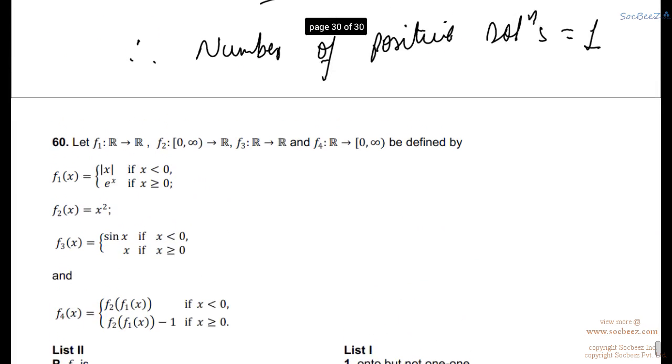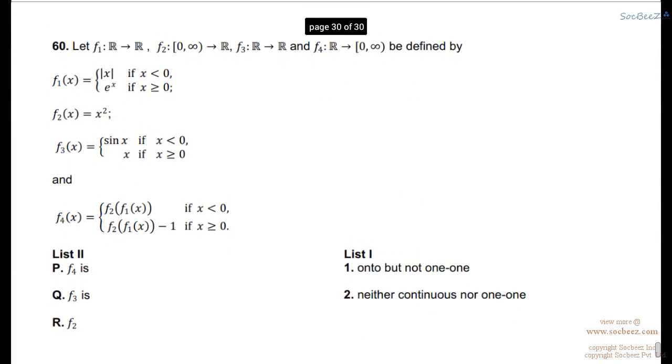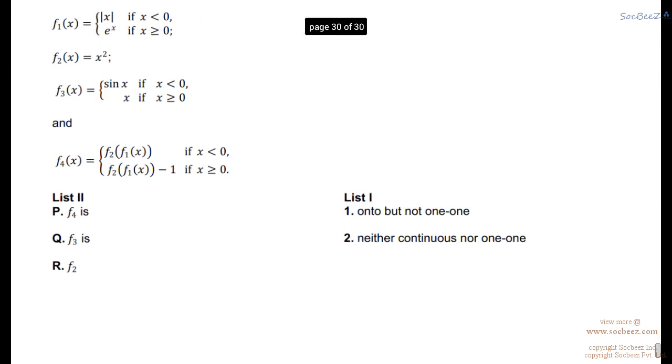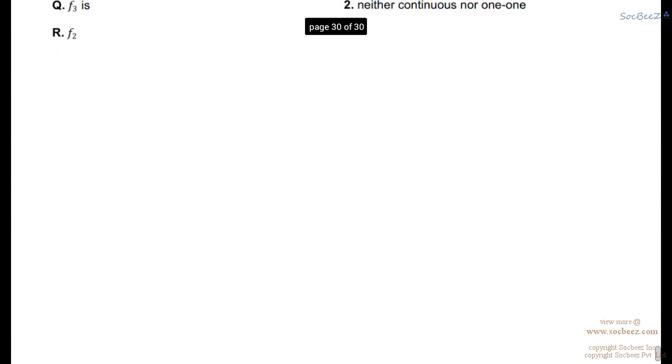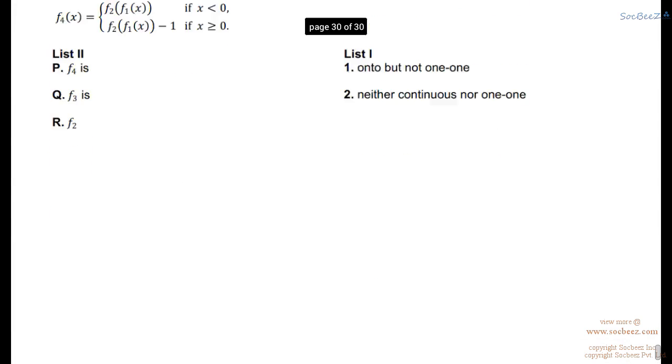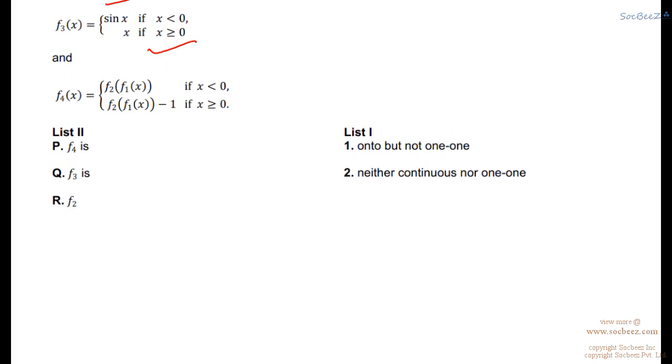Now let's come to the last question of this question paper. Let f1 from R to R, f2 from 0 to infinity to R, f3 from R to R, f4 from R to 0 to infinity be defined by f1 is this function, f2 is defined like this, f3 is defined like this, and f4 is this. So the conditions are here. Well, the question here, I think it is incomplete, so let's complete the question first.